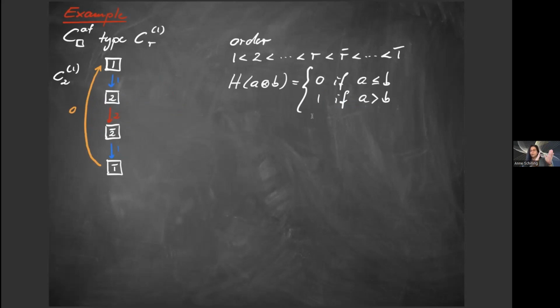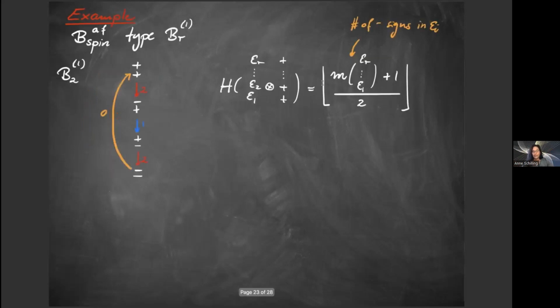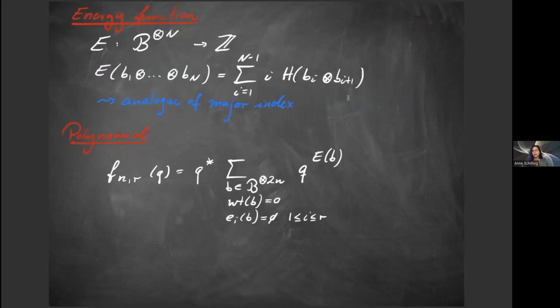So for type C_R, this is my affine crystal, and you can see that the local energy function basically just looks at descents. So if I use this ordering of my letters, then the local energy function is 0 if everything is nicely ordered, but if you see a descent, it is equal to 1. And similarly for the spin crystal, there's an explicit formula for this local energy function in terms of the number of minus signs. And then the total energy function is some sort of generalization of the major index, where we sum up these local energy functions, but weighted with this number I. So this is really some analog of the major index.